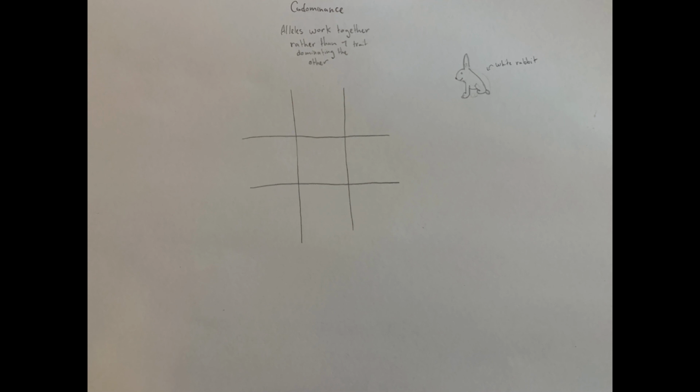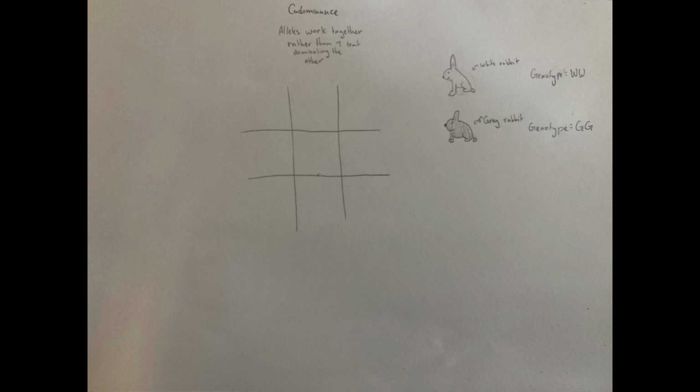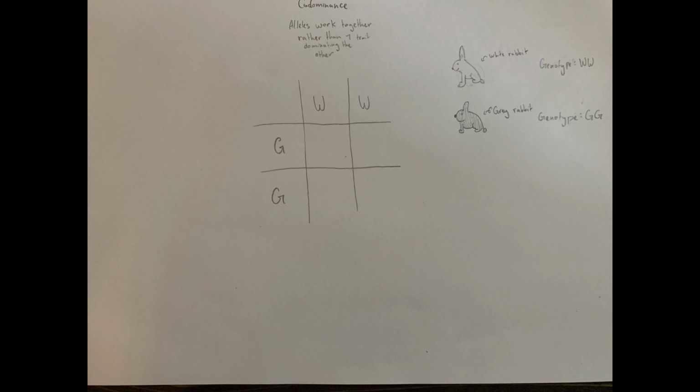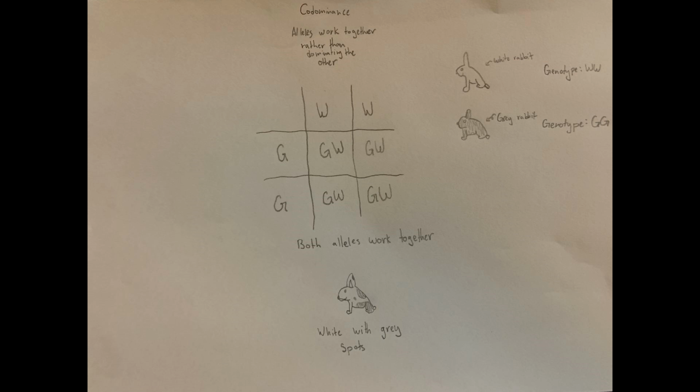In codominance, both alleles are expressed. They are neither dominant nor recessive. The alleles work together rather than one trait dominating the other. If we have a homozygous white rabbit and a homozygous gray rabbit, in codominance, the offspring will be heterozygous, but since these are codominant alleles, the offspring will have white fur with gray spots, expressing both alleles.